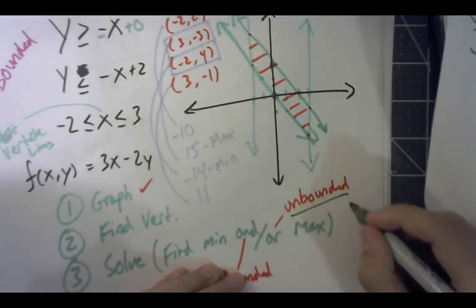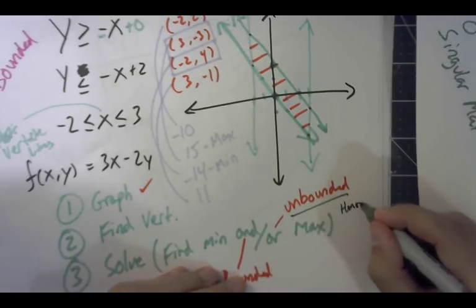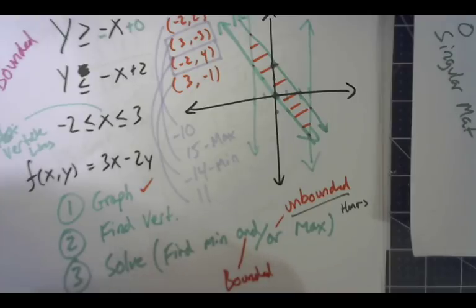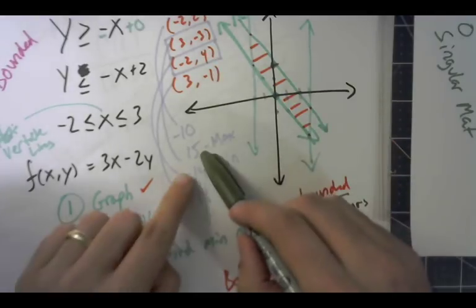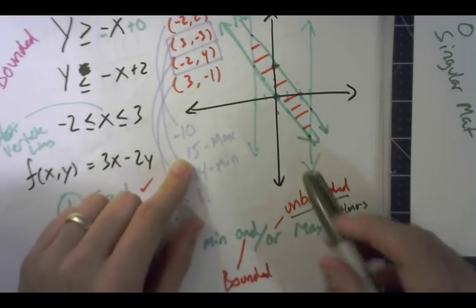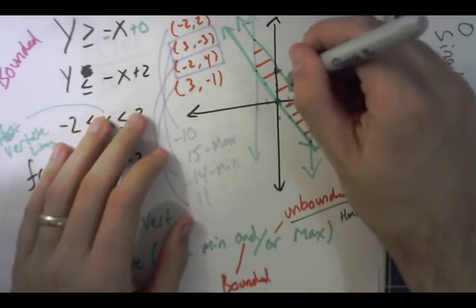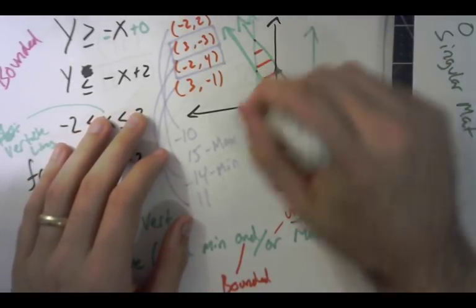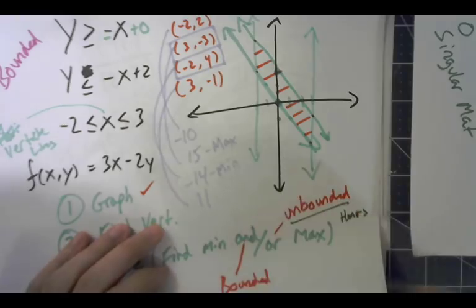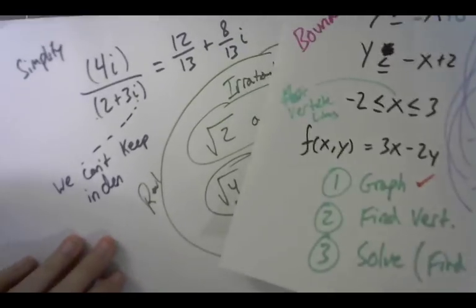I would say honors. Make sure you know bounded and unbounded. The only difference is when we get this and we get this, what we have to do is test a point in here to see if it's bigger or smaller. So I'll do a little example of that. So this is a quick unbounded.